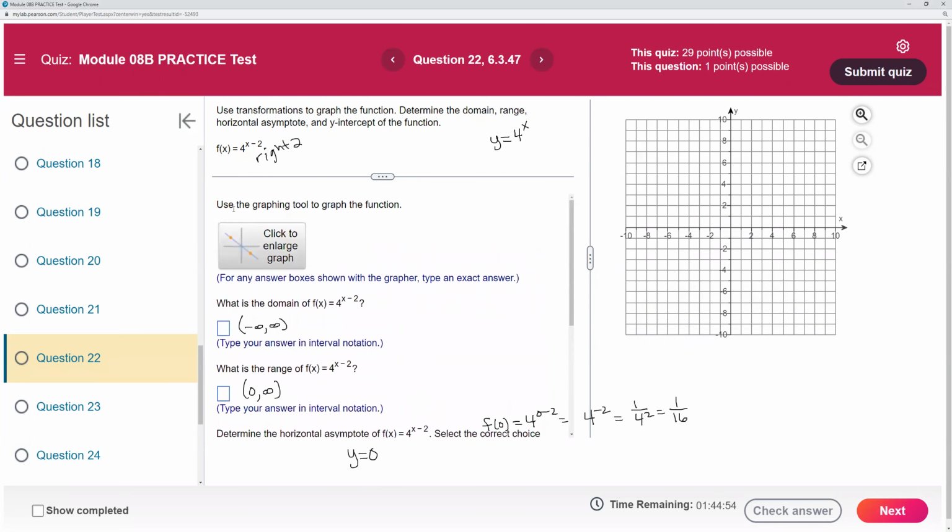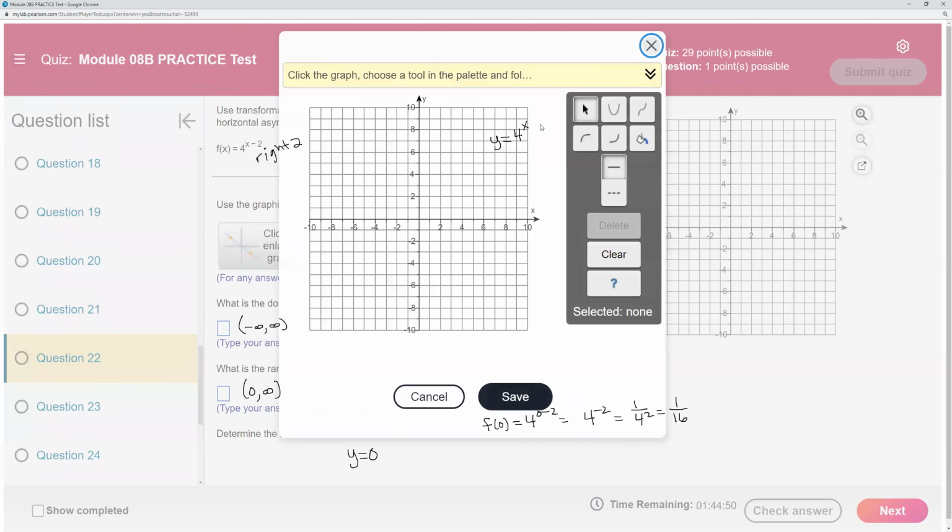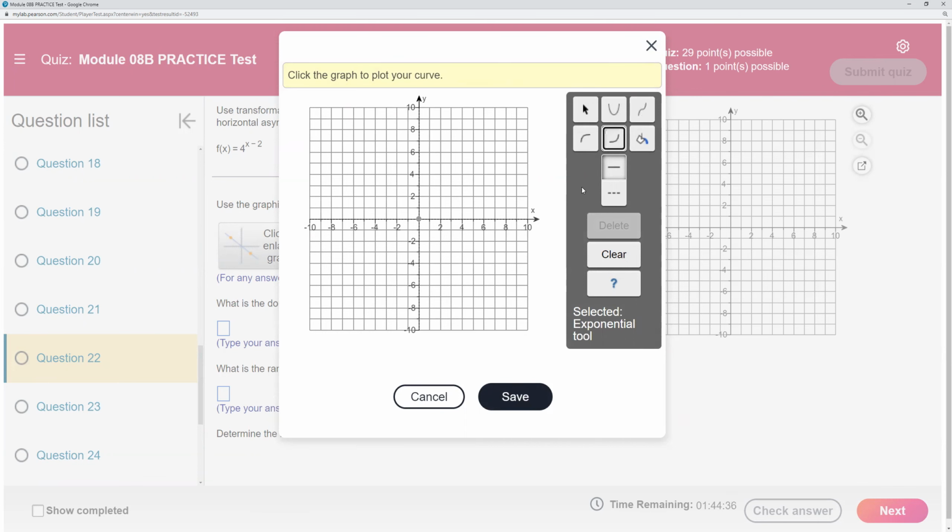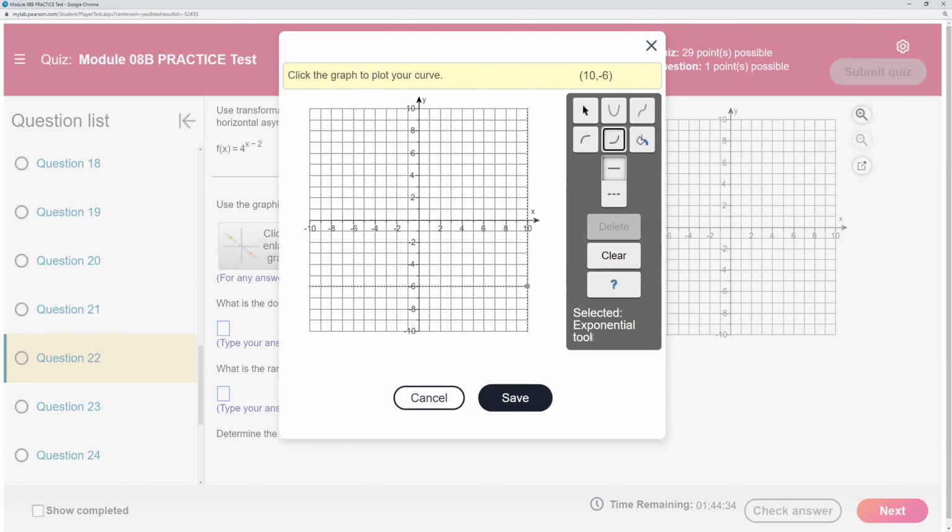So to graph this, we're supposed to click on our graphing tool. And this one is one you have to be very specific with. So you're picking, we're not doing a logarithm. This is logarithm. This is quadratic. This is cubic. This is exponential. And we are trying to, let me clear all my drawings. We're trying to graph 4 to the x minus 2.